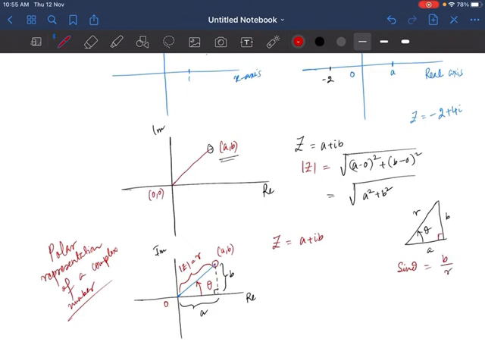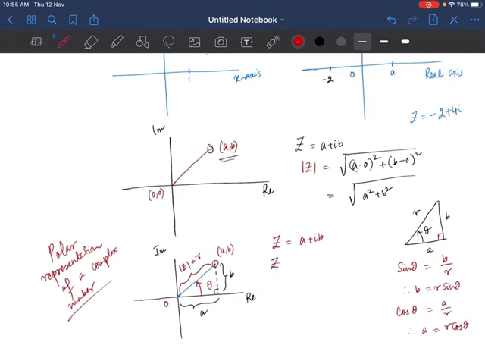So by using this one, we can write therefore b is equal to r sin theta, and cos theta is equal to what? Cos theta is equal to a by r, and therefore a is equal to r cos theta. So what we see is that we can replace the points a and b with r cos theta and r sin theta.